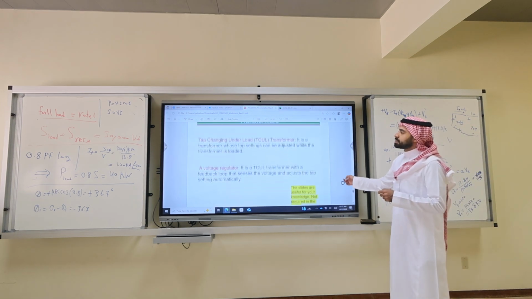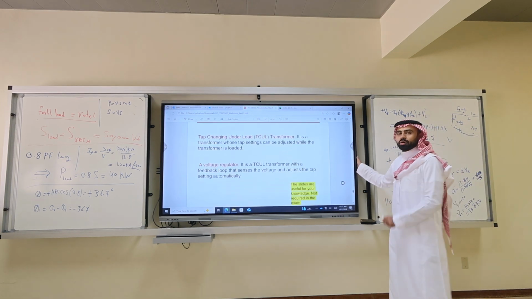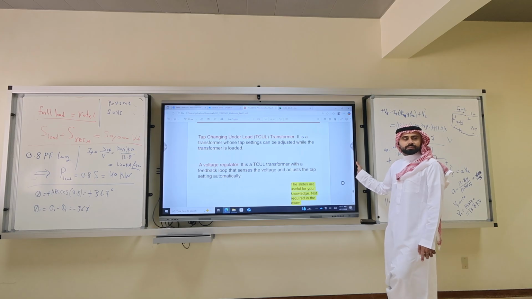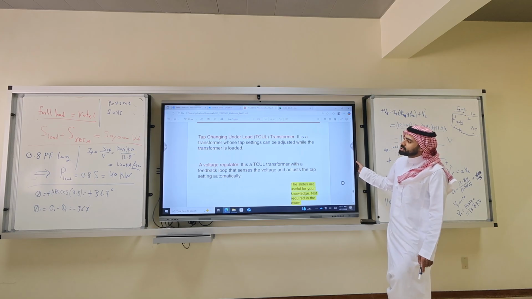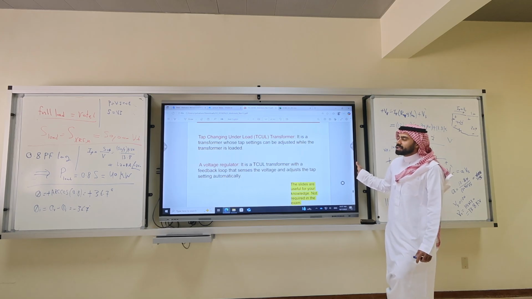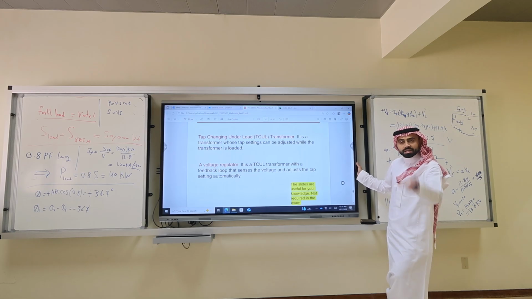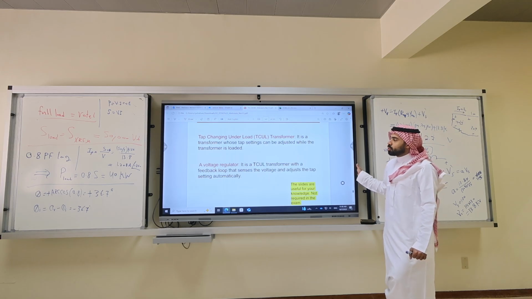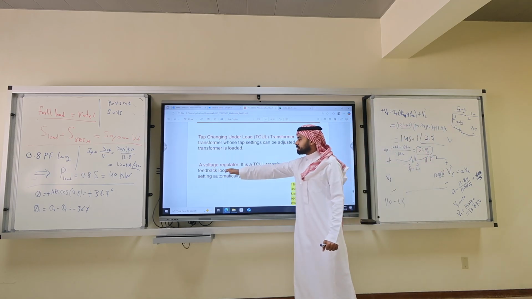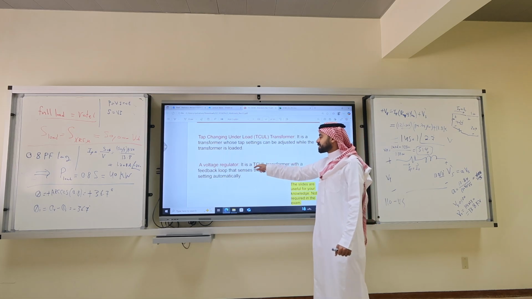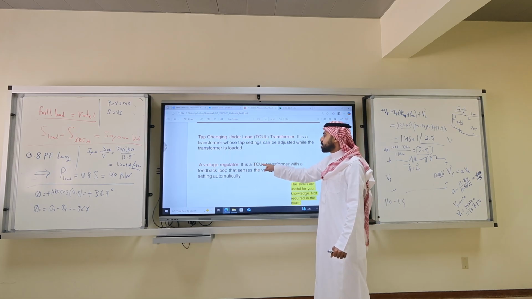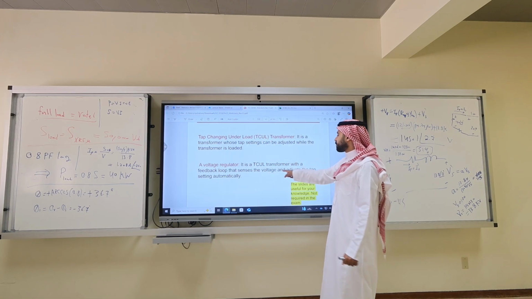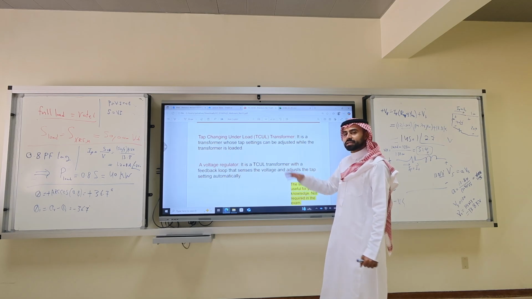What else? We have the TCUL. What is TCUL? Tap changing under load. It means that if the transformer is operational, I can change the tap while it's running. No need to turn it off. What is a voltage regulator? A voltage regulator is a subcategory of TCUL with a feedback loop that senses the voltage and adjusts the tap settings automatically.